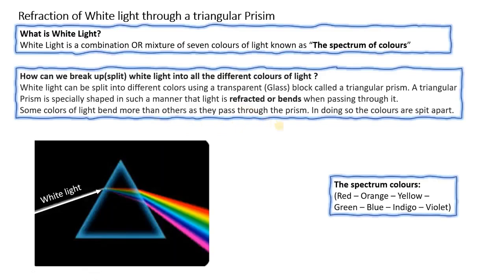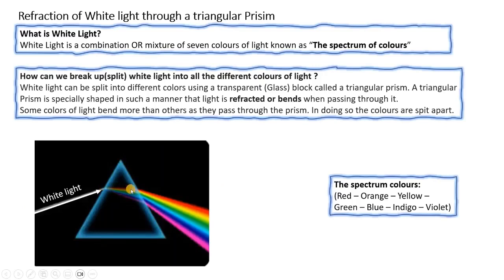White light can be split up into different colors using a transparent glass block, triangular in shape. You can see here at the bottom, this glass block is triangular in shape, and we call it a triangular prism. It's specially shaped in such a manner that light is refracted or bends when passing through it in a special way. Some colors of light bend more than others as they pass through the prism, and in doing so, colors are split apart. You can see white light enters here, and there at this boundary we get refraction.